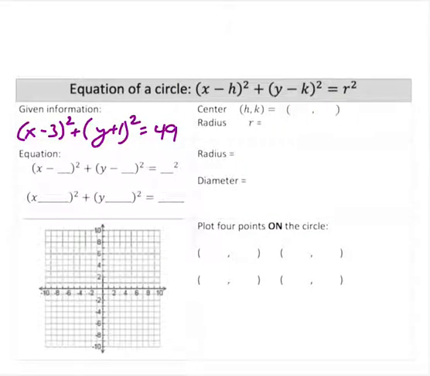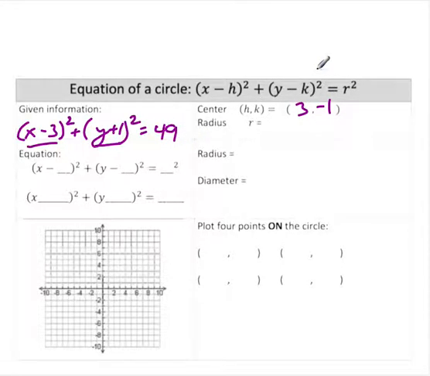Now we're going to work backwards. When we're given the equation, we have to pull out the necessary information. So if it appears that the x-coordinate is negative 3 in the equation, the center is really positive 3. If it appears that the y-coordinate is positive 1, it's really negative 1. And this was a little bit harder.